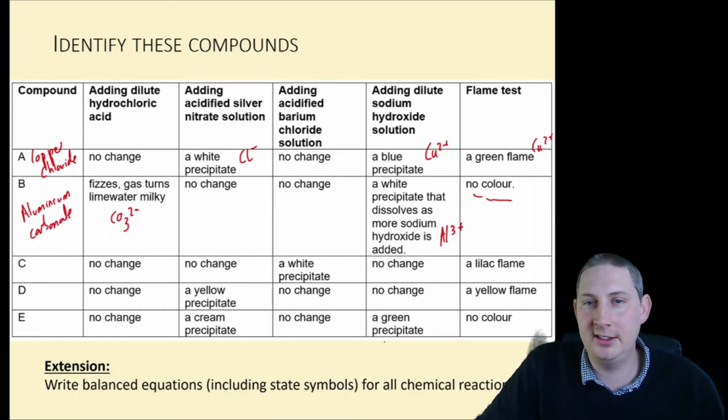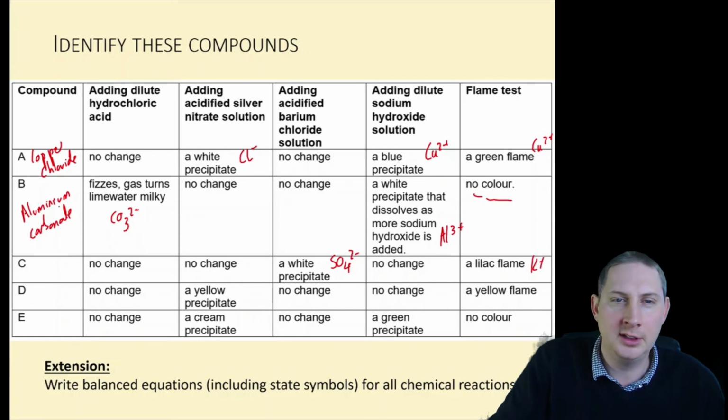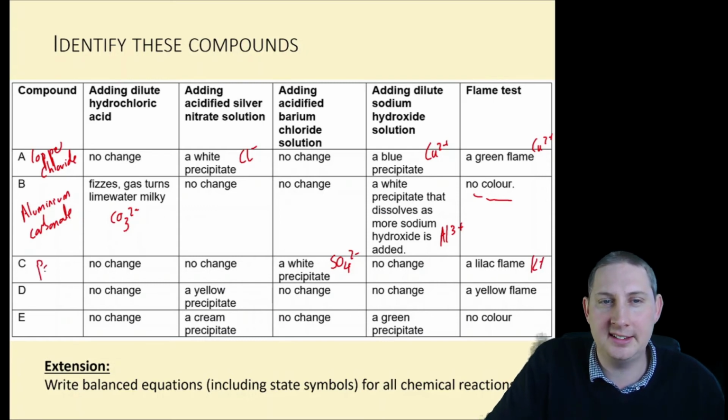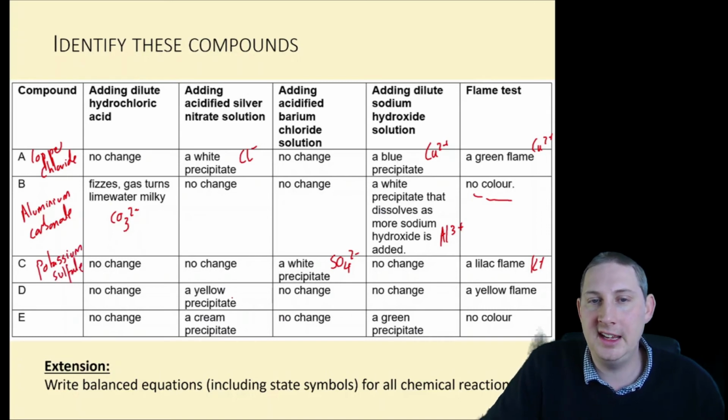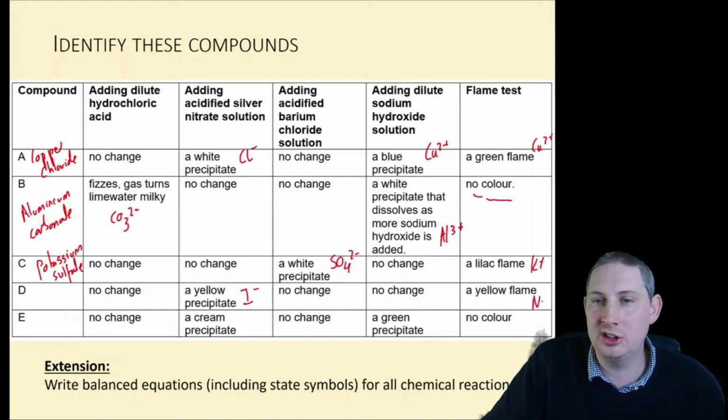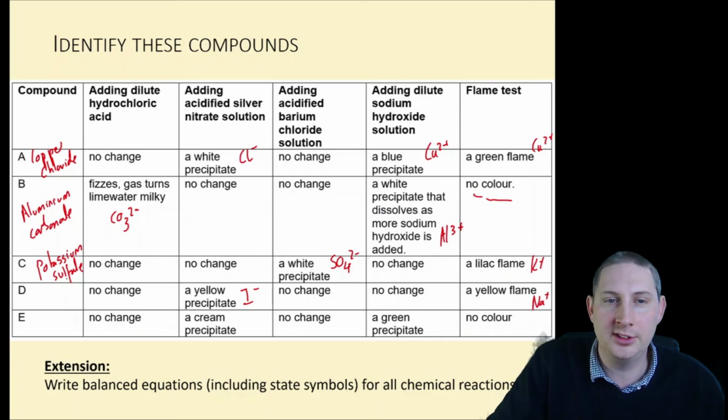White precipitate with barium chloride solution, that is a sulfate. A lilac flame is potassium, so C is potassium sulfate. D, yellow precipitate with silver nitrate is iodide. A yellow flame is sodium, so D is sodium iodide.